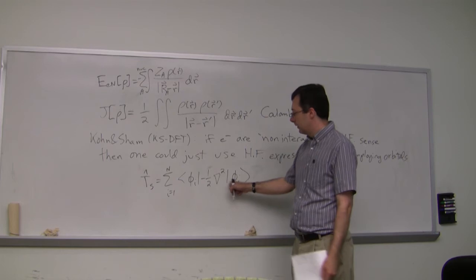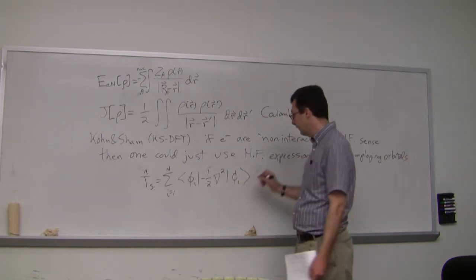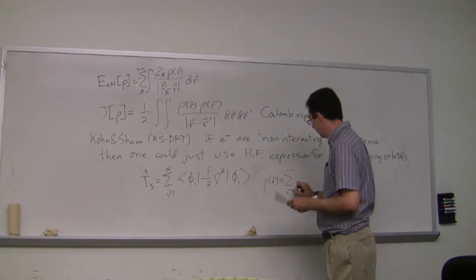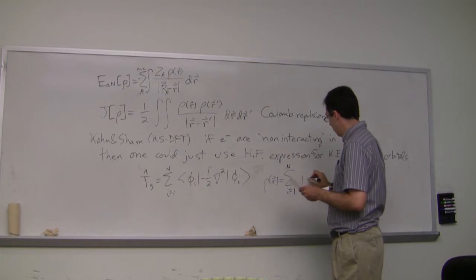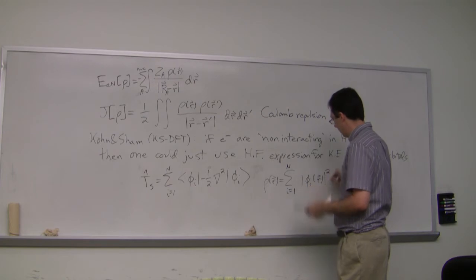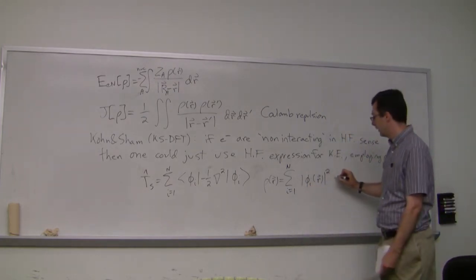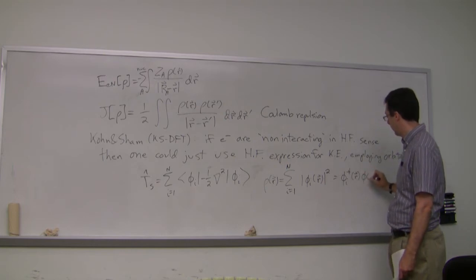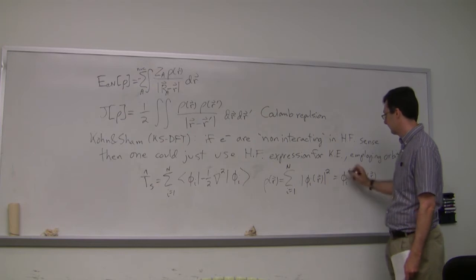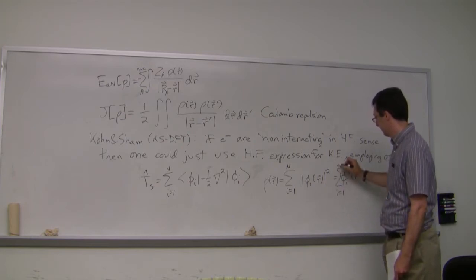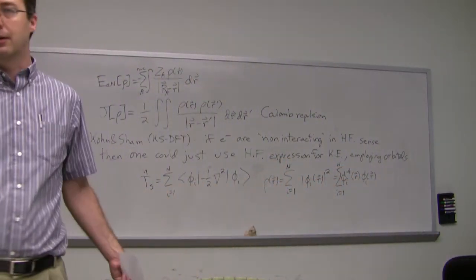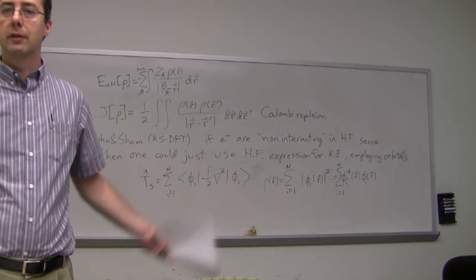And that's a perfectly fine expression. How do I connect the density back to the orbitals? That's easy. The density is just a sum over all the occupied orbitals, phi I of R absolute value squared. And just as a reminder, absolute value squared just means phi I star phi I. So psi star psi is the chance that you see the electron at some particular place. So that's the density.